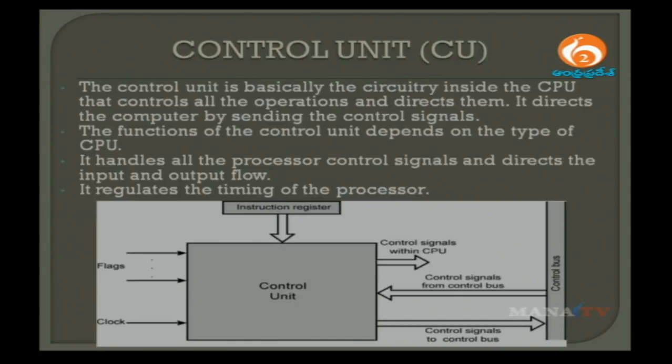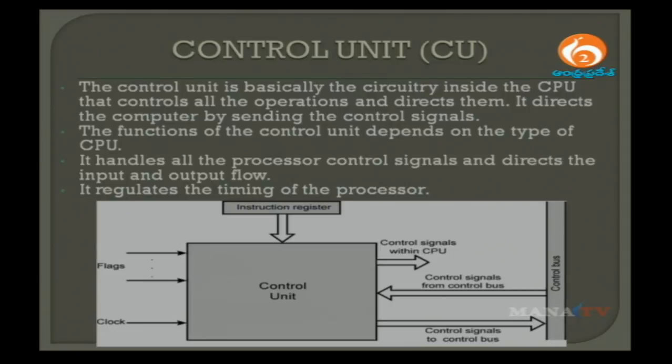Control unit. When I say control unit, it is basically the circuitry inside the CPU that controls all the operations and directs them. It directs the computer by sending the control signals. Next, the functions of the control unit depend on the type of CPU. It handles all the processor control signals and directs the input and output flow. It regulates the timing of the processor.